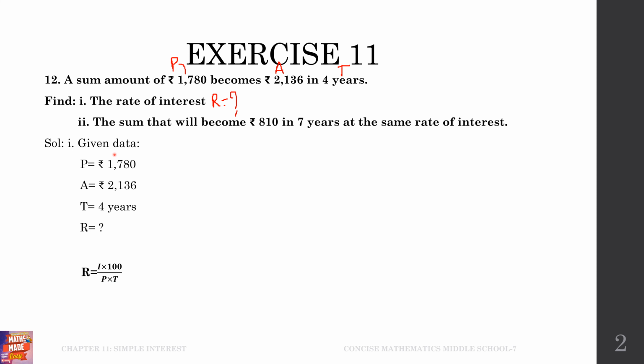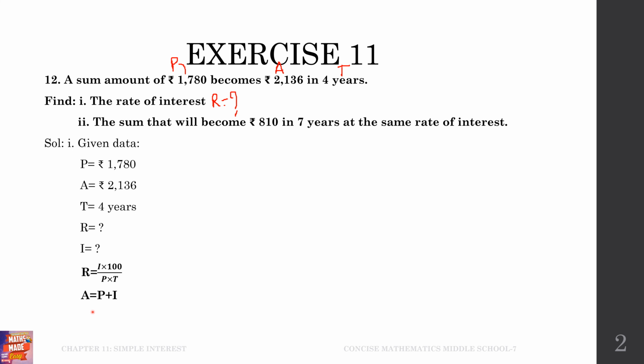Do you have the value of I? No. 100, yes. P, yes. T, yes. But we need to find out I first in order to substitute the value. So our main target is to find out I now. If you find I, then only you will be able to find out R. So our aim is to find out I first, right? Now how to find out I?